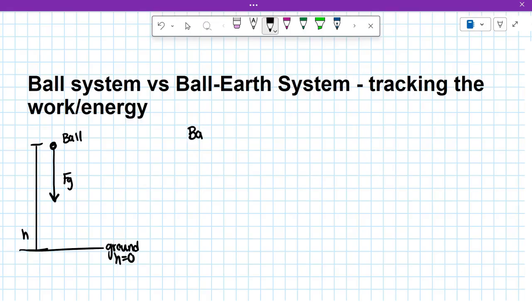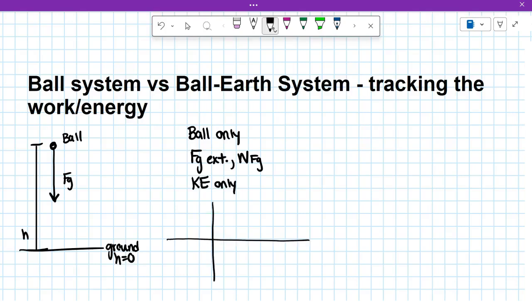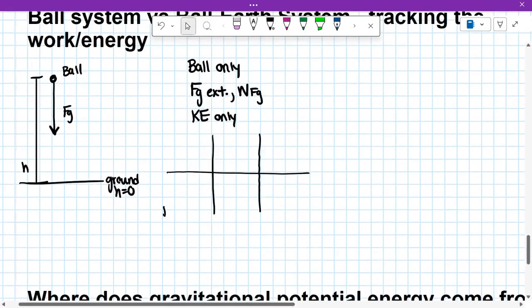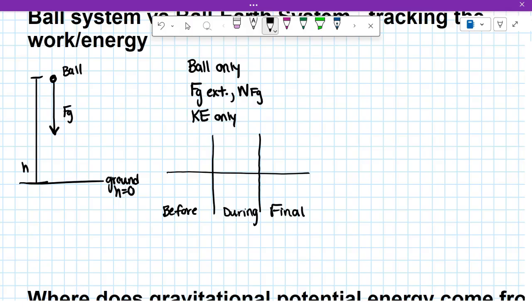Okay. So if we consider the ball-only system, the force of gravity is external to that system because it is between the ball and the earth. The earth is external to that ball-only system, which means the force of gravity can do work. That also means the only kind of energy this ball can have is kinetic energy. So if I was to diagram this with a before, what happens during, and the final, it might look something like this.